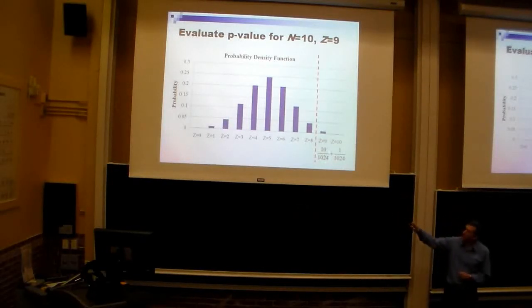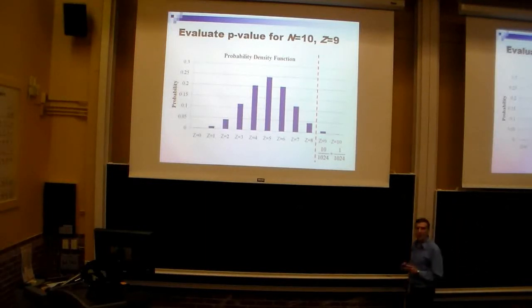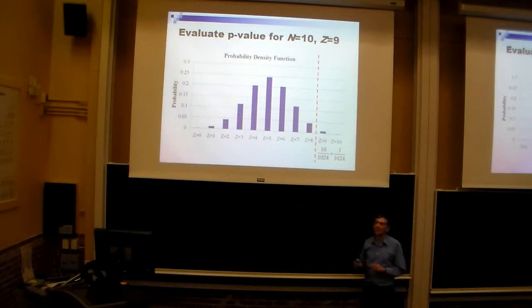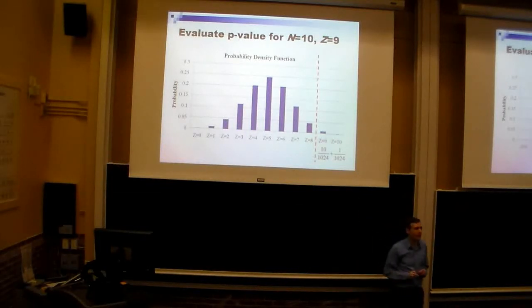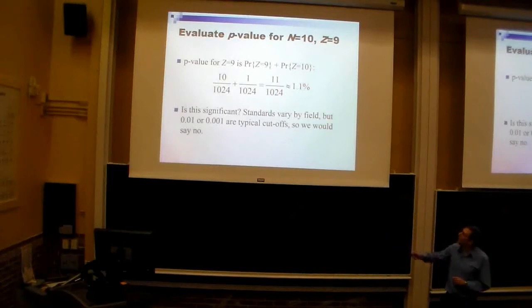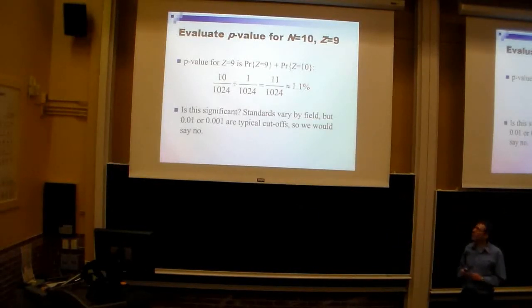The probability it's exactly 9 we can get from the binomial theorem, it's 10 over 1024. The probability it's exactly 10 would be 1 over 1024. So in other words, the p-value for that statistic value, z equals 9, would be 11 over 1024. That's the thing we're going to use to decide if this is an implausibly large value of z. So we can put the math in there, and we get that our p-value is 0.011, or 1.1%.